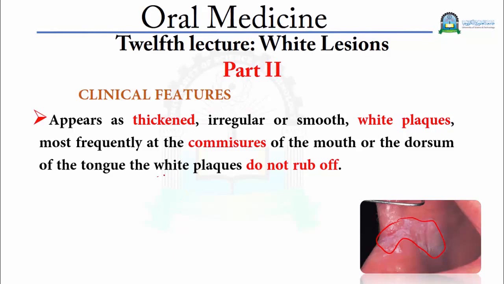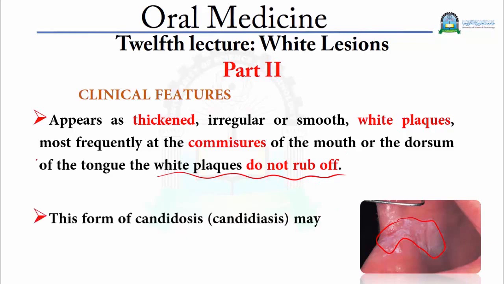The white plaques do not rub off. This is the only type of candidiasis, or candidal infection of the oral cavity, which cannot be rubbed off. The Pseudomembranous candidiasis can be rubbed off. The oral thrush, as we mentioned, can also be rubbed off. This form of candidiasis may occur in mucocutaneous syndrome.